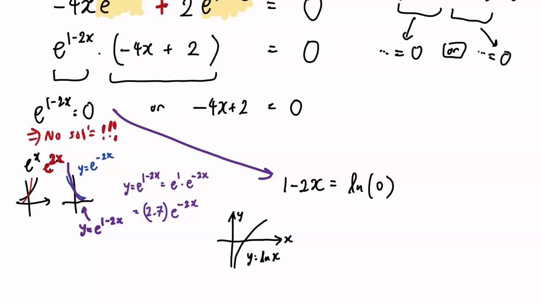You see, exponential equals 0? Impossible. Clear? Okay, but there is still the other half, minus 4x plus 2 equals 0. Bring the 4x over, you get 4x equals 2. You get finally x equals 2 over 4, which is 1/2. Okay? Good?